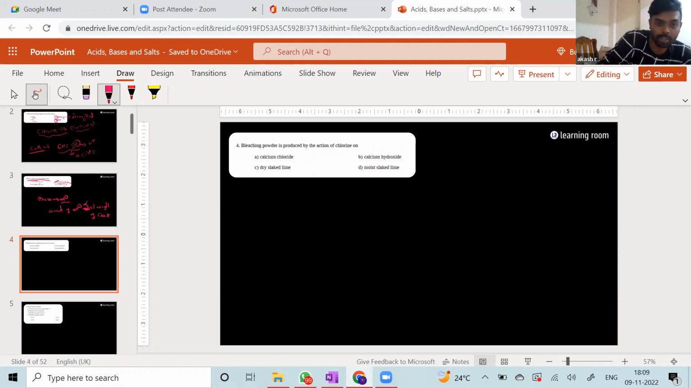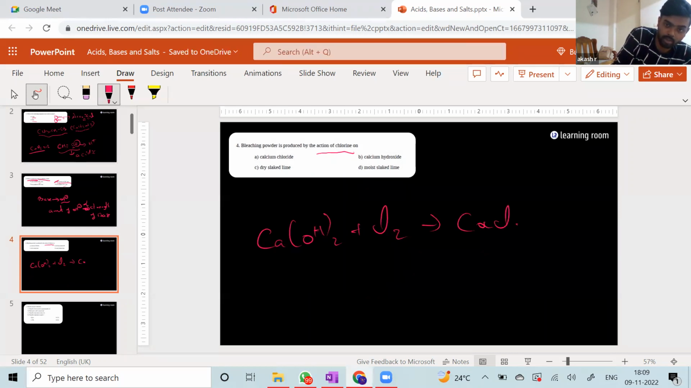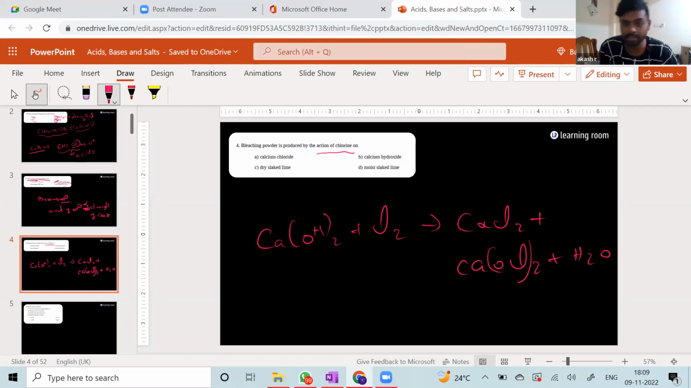Bleaching powder is produced by action of chlorine on what? Right. Please understand the reaction for bleaching powder. This is how the reaction happens. What happens? Ca(OH)2 plus Cl2 gives CaCl2 plus CaOCl2, plus H2O. Right, this is what is going to happen.